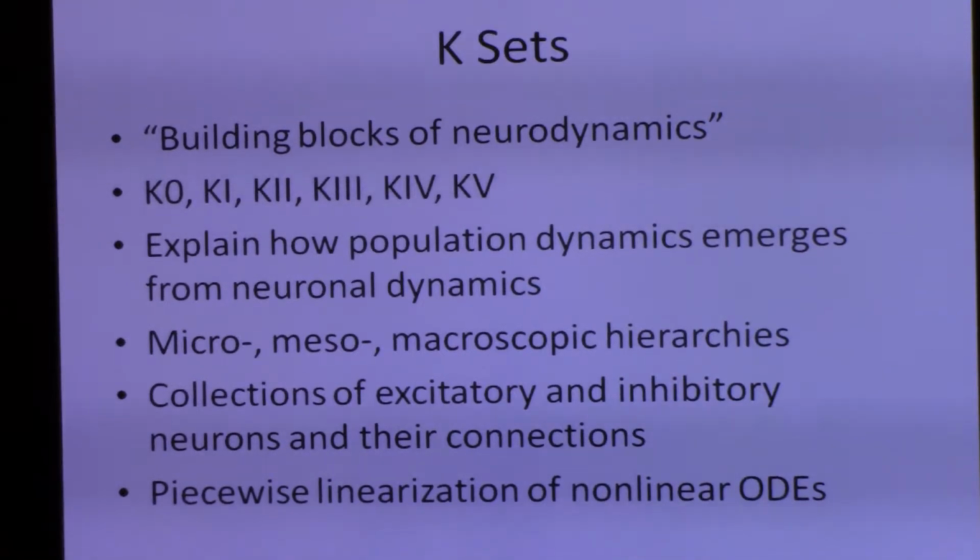Now, there's not a one-to-one correspondence, but there is a relationship between the hierarchy of the K-sets and this hierarchy of organization in the neuronal substrate. These K-sets are collections of excitatory and inhibitory neurons and their connections, and it's their connection patterns and exact constitution that determine what kind of set they are. Each of these sets represents a system of nonlinear differential equations that can be approximated with what he calls a piecewise linearization.